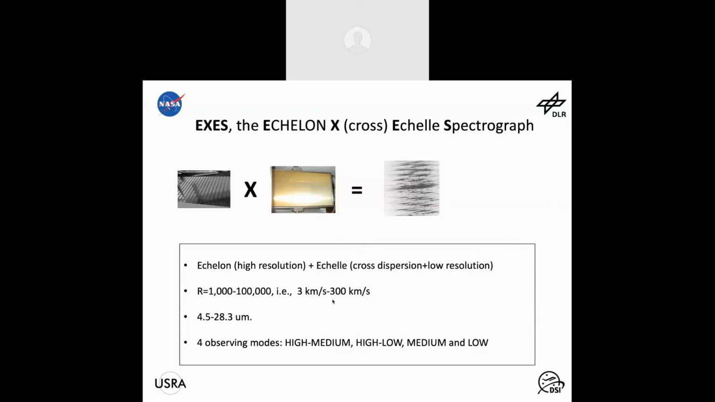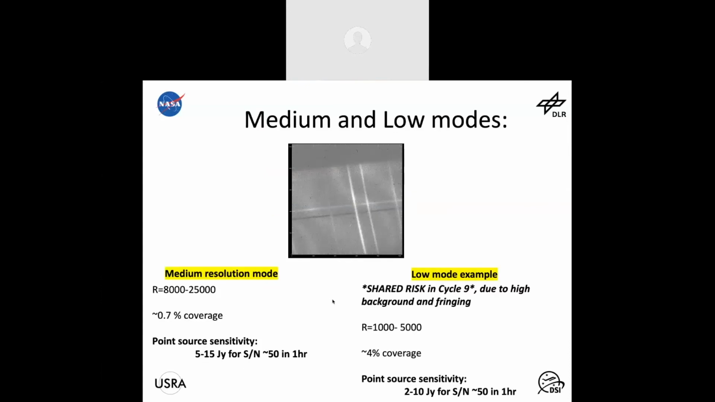So between those two options, you can get a high-medium mode, a high-low mode, or you can bypass the high-resolution grating altogether for more sensitivity and only use the gold grating on the right for a medium spectrum or a low-res spectrum in a single order at a time. The medium and low modes are not as commonly used, but they still can potentially deliver resolutions that are considered high by most standards. The medium resolution mode offers between about R of 8,000 and 25,000. The instantaneous coverage is about 1%.